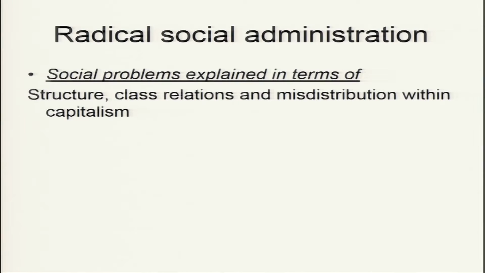Radical social administration, what is their analysis? They say that the social problems that we have are caused due to the economic structure of the society. Their analysis is that there is inequality in the society, where some people have more property and some people have less property. Some people are rich, some people are poor, or the type of economic structure that we have is characterized by inequality. That is why we have this problem.